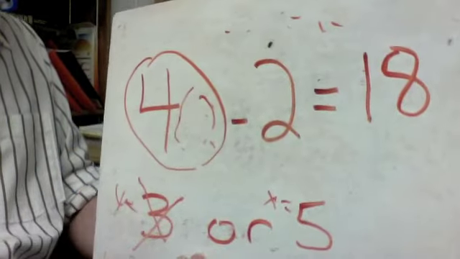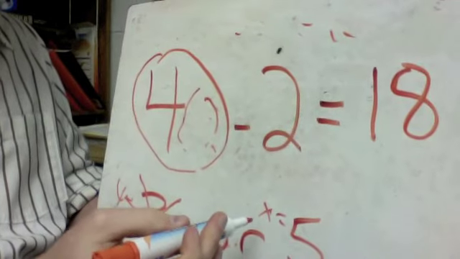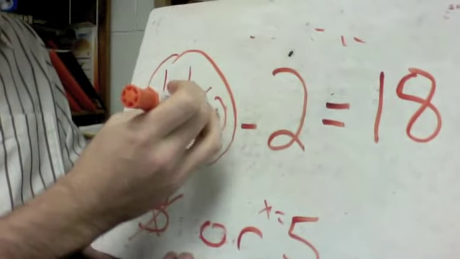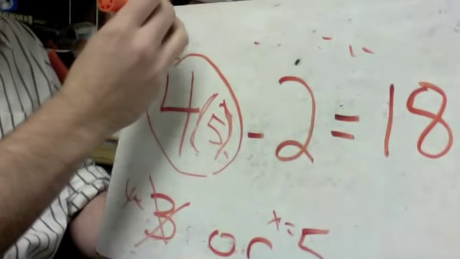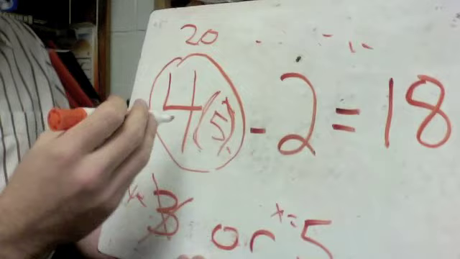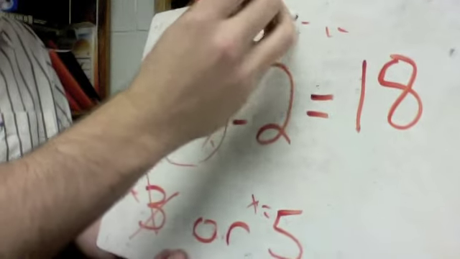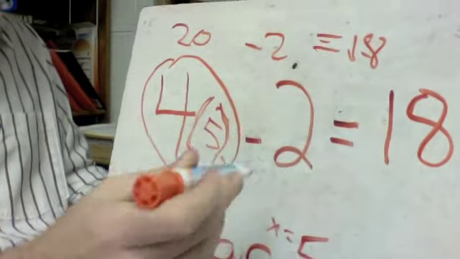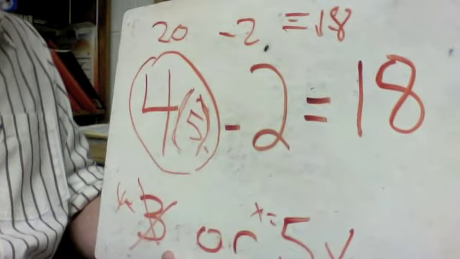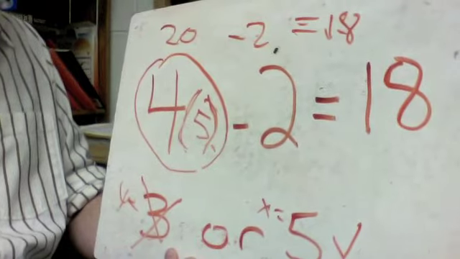So we had 4 times x. Now we're going to see if x is 5. So if I put 5 in for x, now I have 4 times 5, which is 20. 20 minus 2 is 18. That's what it says it's supposed to be, so we know that 5 makes this number sentence true.